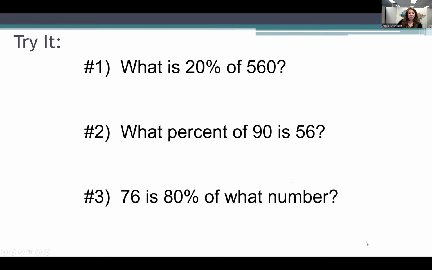All right, here are 3 for you guys to try on your own. And send me your answers, and I want to check them. Numbers 1, 2, and 3, send them to me.